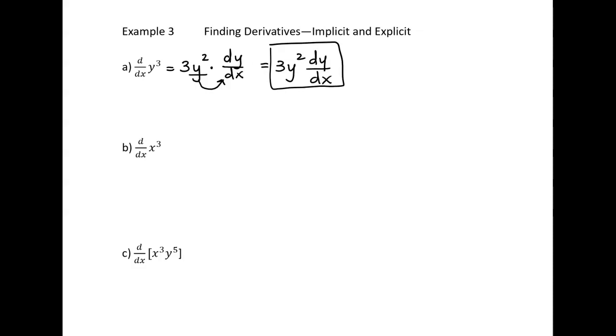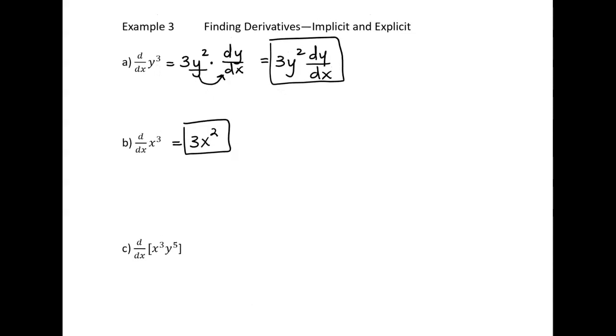Moving on to example 3b. Now let's take the derivative of x to the third. Well, there is no y in here, so I'm not expecting to see a dy/dx. We bring the exponent of 3 down. The new exponent on x is 2. I don't have to do chain rule here because the derivative of x would just be 1, and we don't usually write that. So this is just 3x squared.